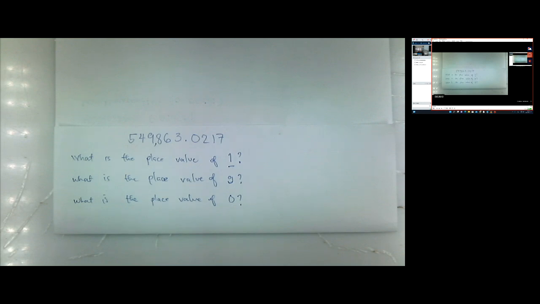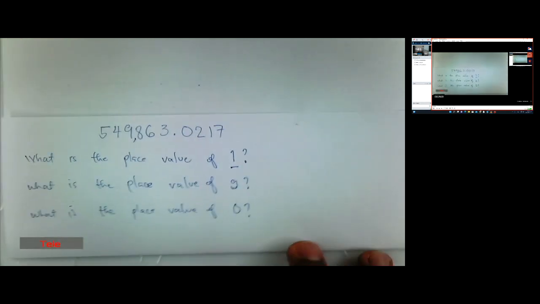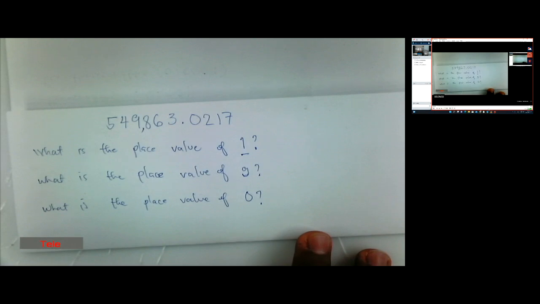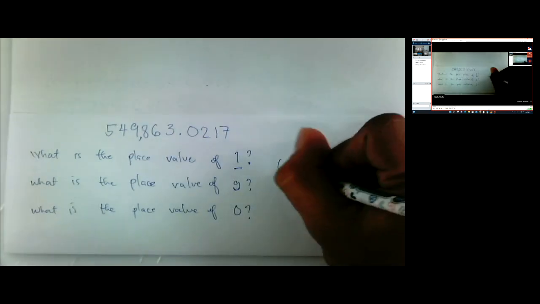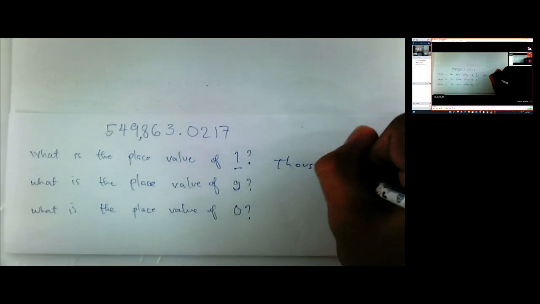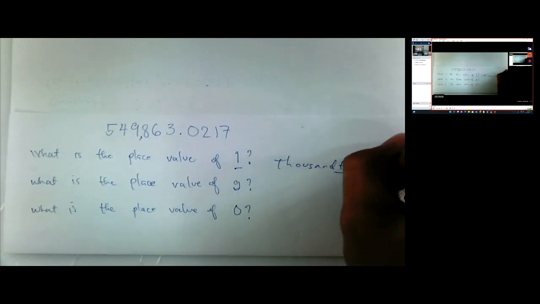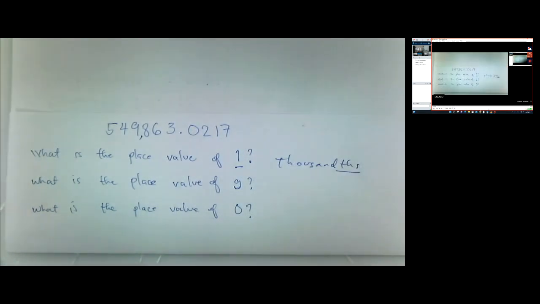Yes, miss. Yes, yes. What is the place value of 1? Okay, very good. That is on the thousandths place, with THS, okay? Not thousand, it's thousandths. How about the place value of 9?